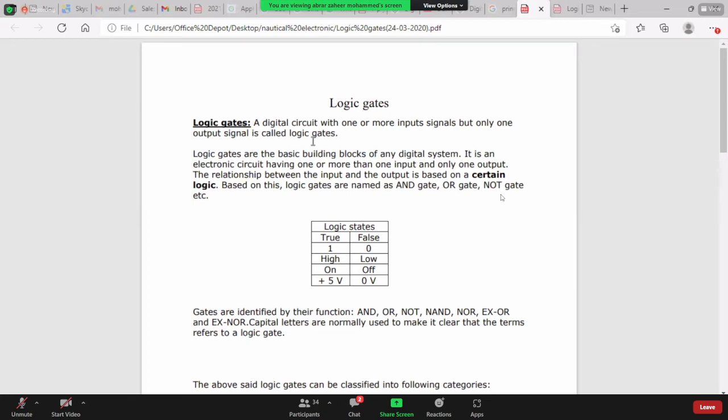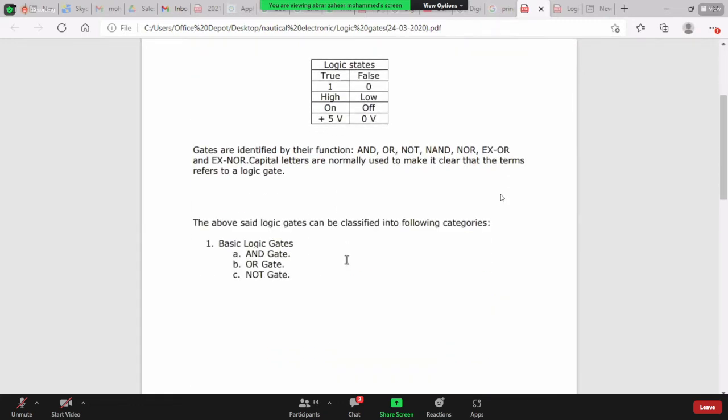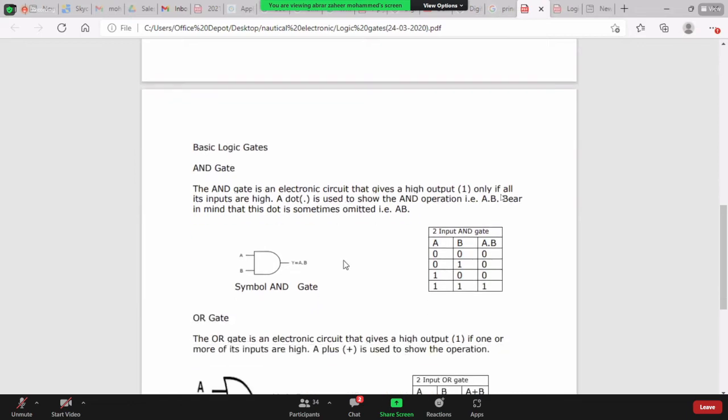These above said logic circuits can be classified in the following categories. The basic gates are the AND gate, OR gate, and the NOT gate. First, we'll see what is the AND gate.